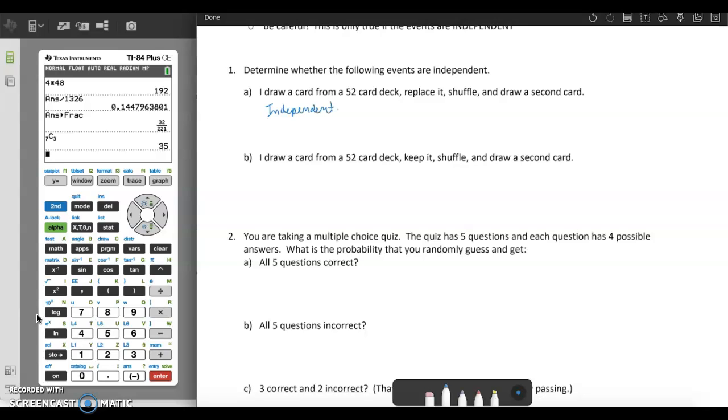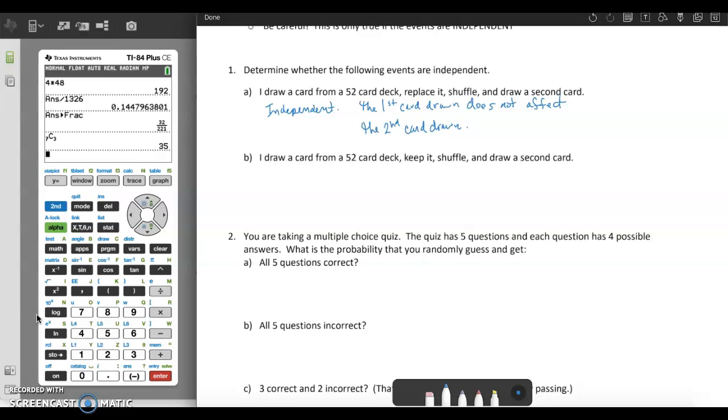Because if I draw the card first, and then I replace it and shuffle and draw the second one, then what I drew the first time does not have any effect on what I'm going to draw the second time. So the first card drawn does not affect the second card drawn. I could even draw the same one. It would probably be pretty unlikely, but it could happen, right? So it doesn't matter, those two draws don't affect each other.